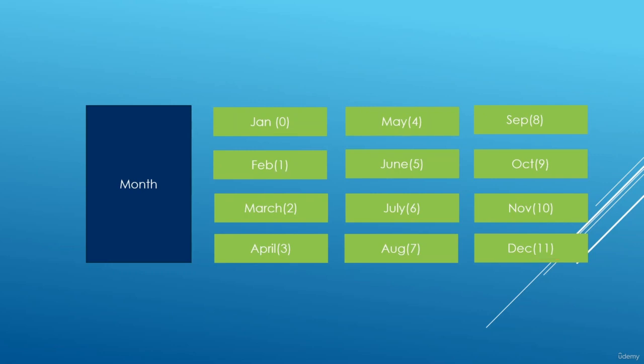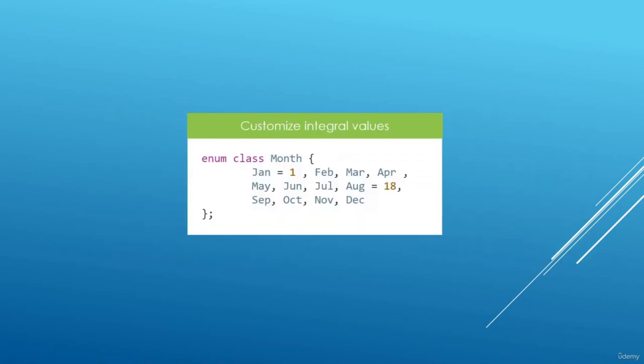Okay, by default, your enumerators are going to start by 0 and keep growing until you hit the end of however many enumerators you have in your enum. But we can customize this. For example, for our months, I think it is more logical to make January be represented by 1 and keep going until we have December represented by 12. And we can do it like this. So we can say January equals to 1.